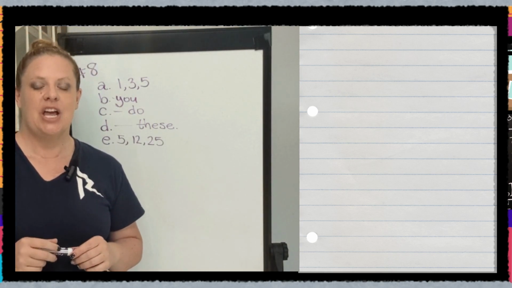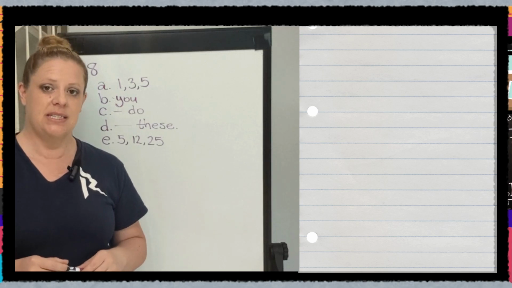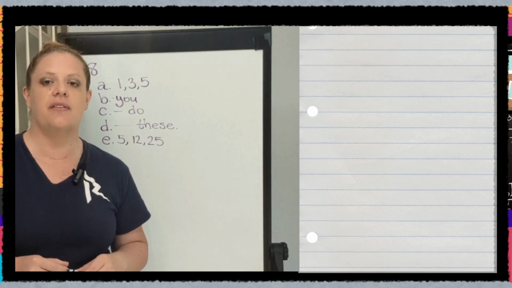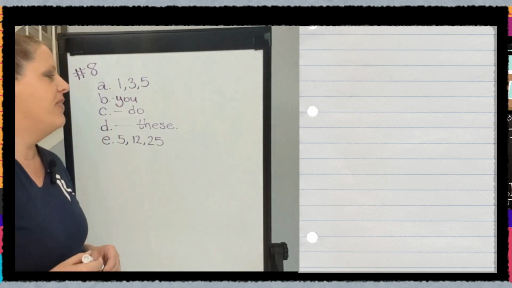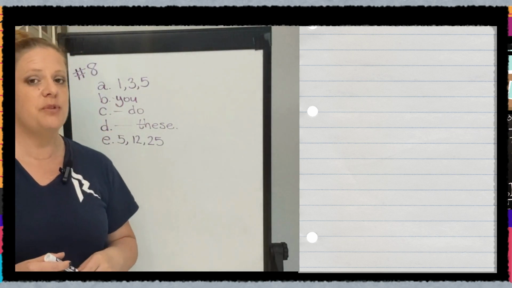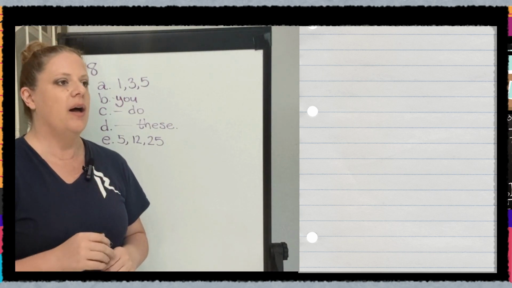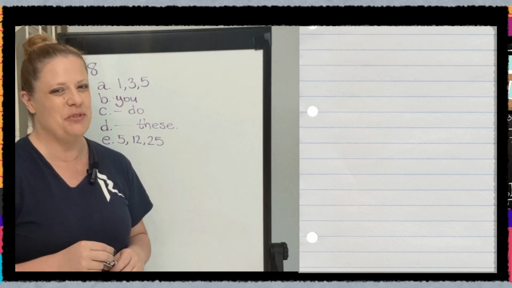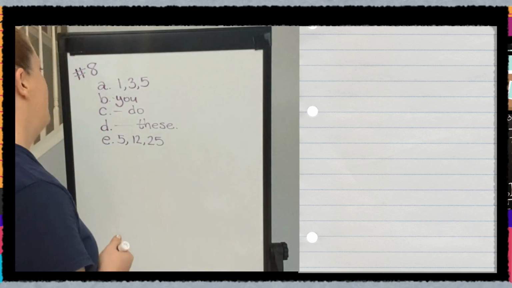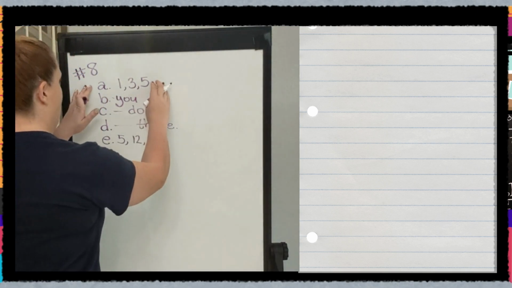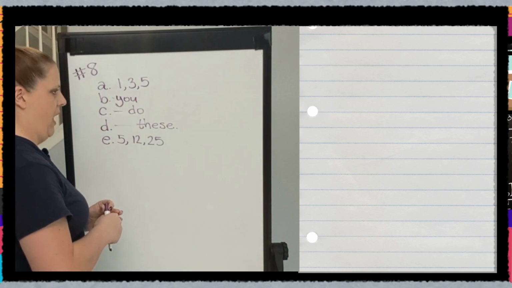Number 8. Which of these lists could be the side angles of a triangle? And they give you 5 different options. I am going to go over 2 of those options with you. Little hints, neither of the ones I'm doing are the answer. So let's look at A, 1, 3, 5.